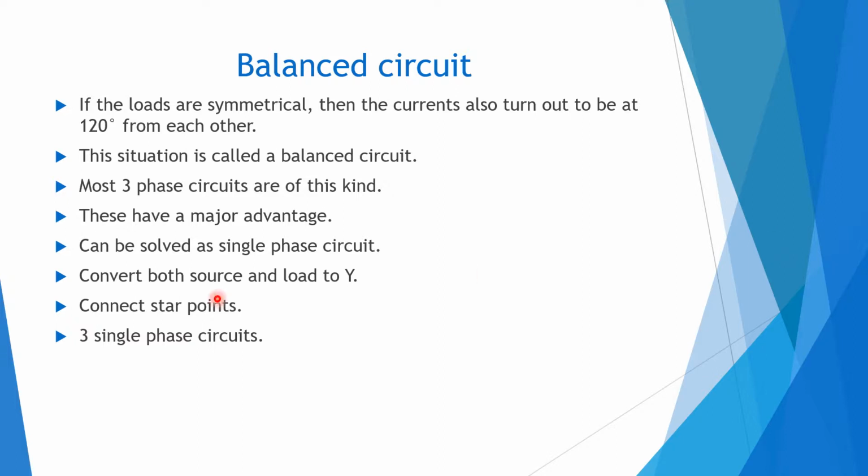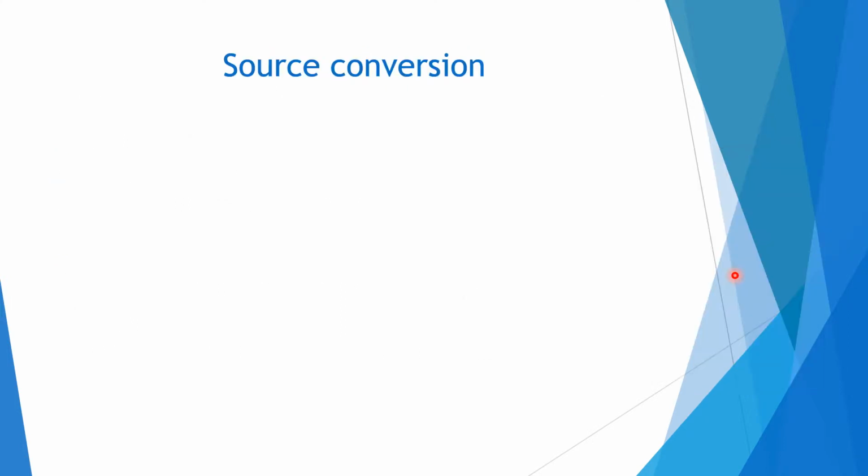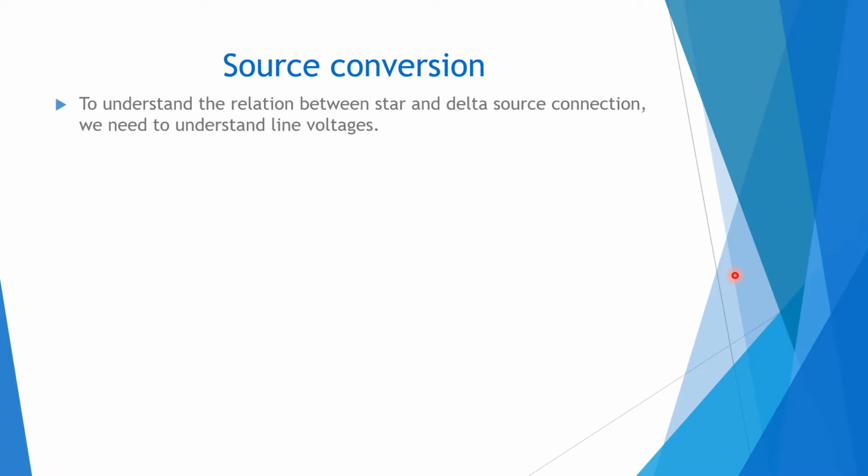But how do these Y delta conversions occur? How can you convert a source to Y? How can you convert a load to Y? Let's see that now. First, this is how a balanced circuit would look. So how do you do a source conversion?